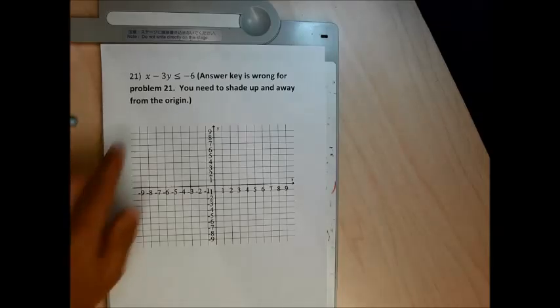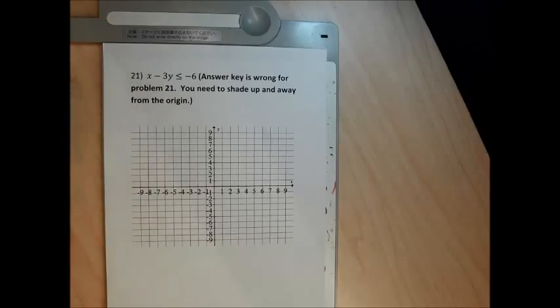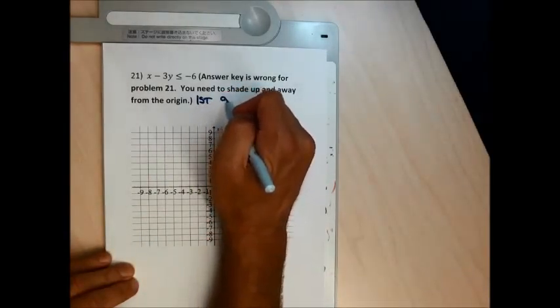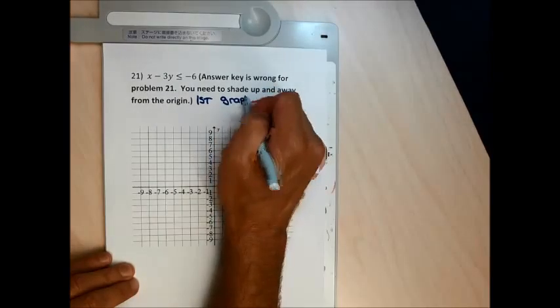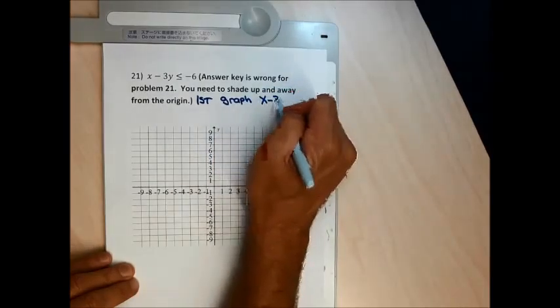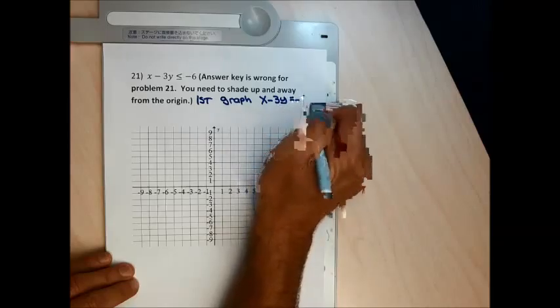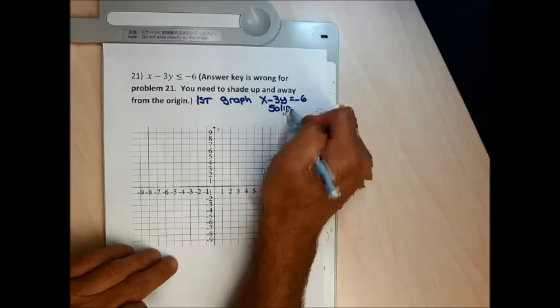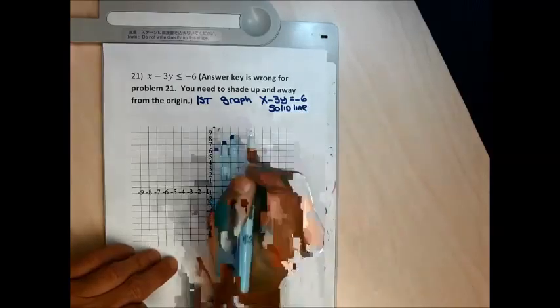So let me graph first. So first, I'm going to graph x minus 3y equals to negative 6. And this one I'm going to do with a solid line because I have the or equal to. So how do I do that?